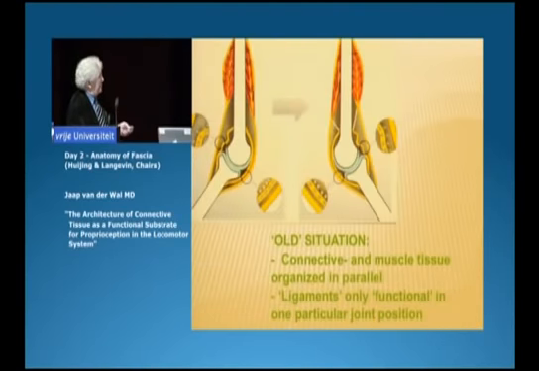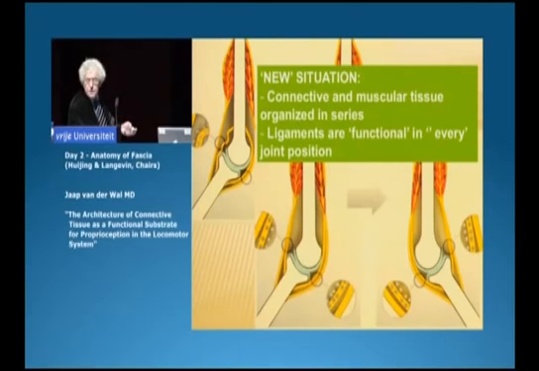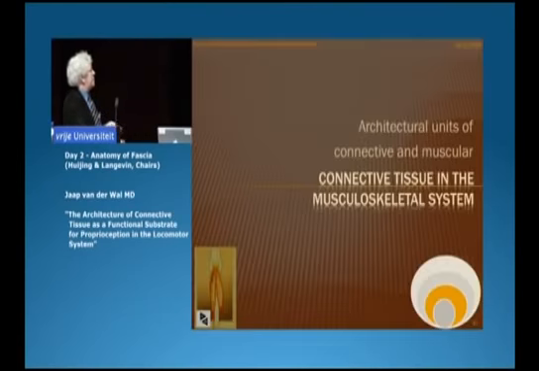This is the old situation. In the old situation, connective and muscle tissue are organized in parallel. And ligaments can only be functional in one particular joint position if they are stretched. And then they will signal, they will give what we call proprioceptive information. But in the new concept, you have a different situation. In the new concept, you see that in every joint position, the connective tissue can be put under stress and can play its force-transmitting and joint-stabilizing role. Ligaments are functional in this way in every joint position. And actually, they are not ligaments anymore.